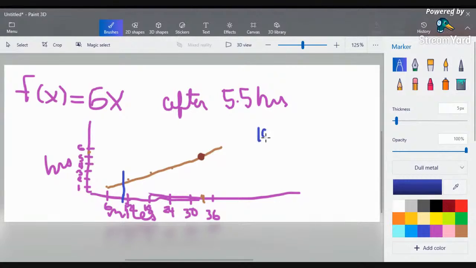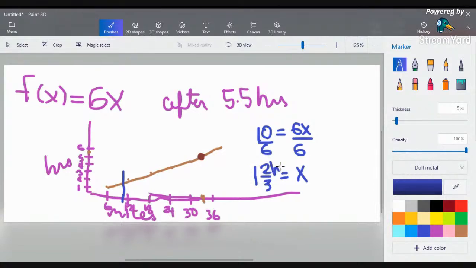So, 10 is equal to 6 miles per hour. Divide both sides by 6. So, that is x equals 10 divided by 6, which is 1 and 4/6 or 1 and 2/3 hours.